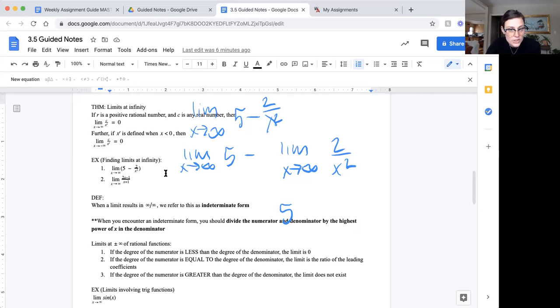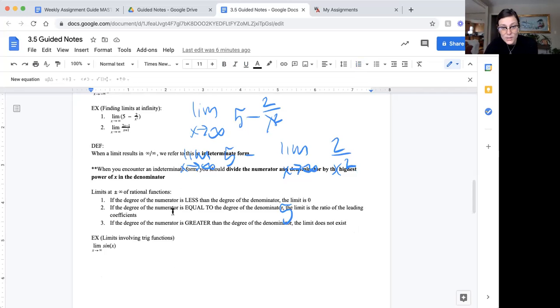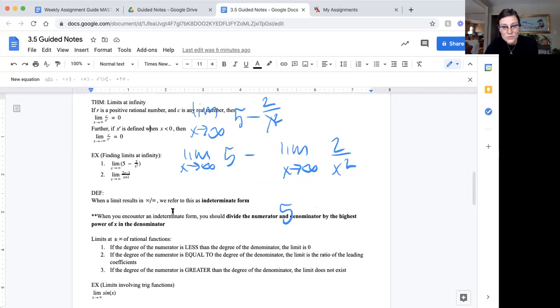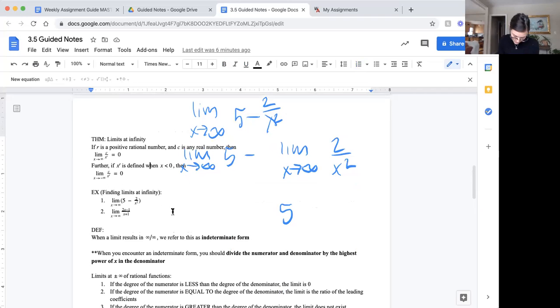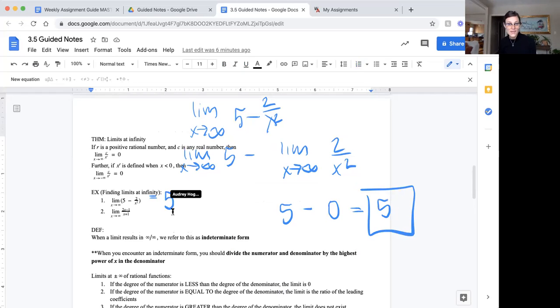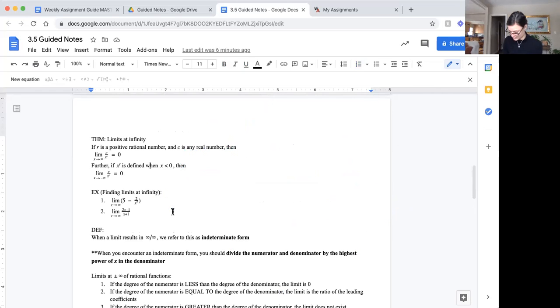Well, we just learned that if c is a real number, like 2, and r is a positive rational number, like also 2, then the limit of c over x to the r, or 2 over x squared, is equal to 0. So we know that our second limit is going to be equal to 0. So we're going to have 5 minus 0, which is equal to 5. So this limit is equal to 5. Easy as that. All right, our next one's a little bit less straightforward.